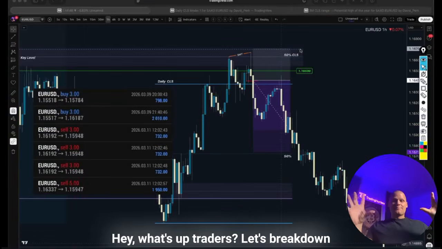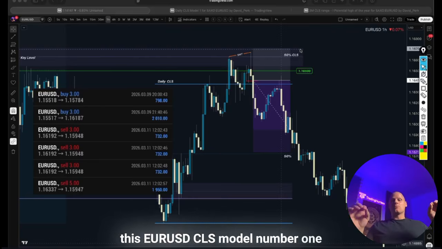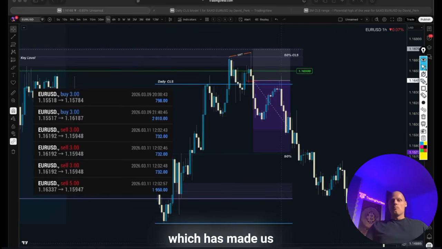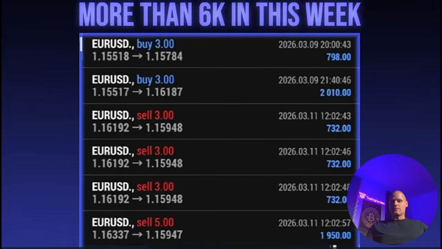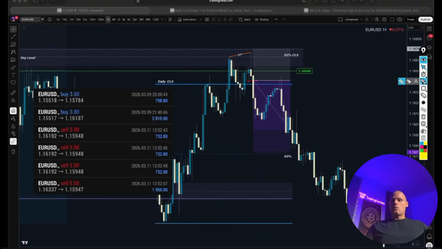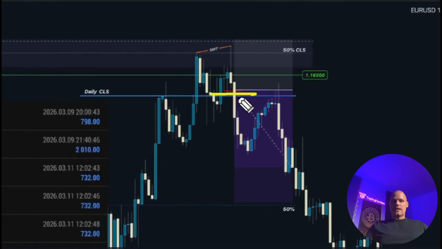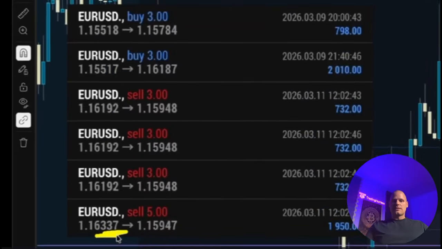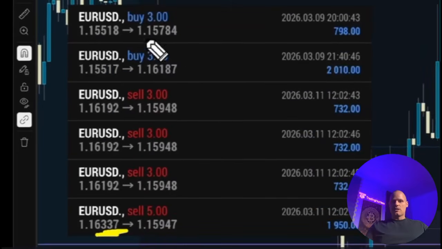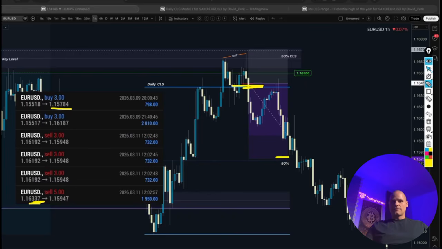Hey, what's up traders? Let's break down this EURUSD CLS model number 1, which just made us more than 6k this week. We will look exactly why we have taken this trade in our group, why we have entered around this 1.6337, why we added some trades and we held it until the 1.5784, which is exactly 50% of this CLS range.